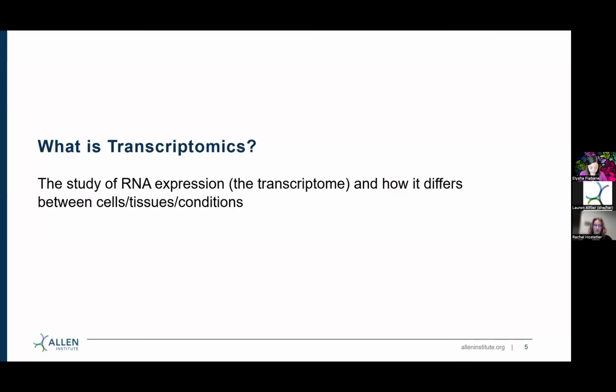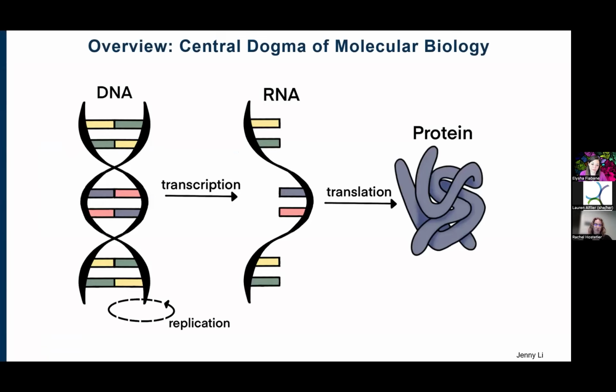So what exactly is transcriptomics? Transcriptomics is the study of RNA expression, also called the transcriptome, and how it differs between cells, tissues, and conditions. When we talk about the genome, we're looking at our genes. When we're looking at the transcriptome, we're looking at the RNA. And when you look at the proteome, we're looking at our proteins. But all of the data collected here today is from RNA sequencing. So it's really looking at where the RNA is.